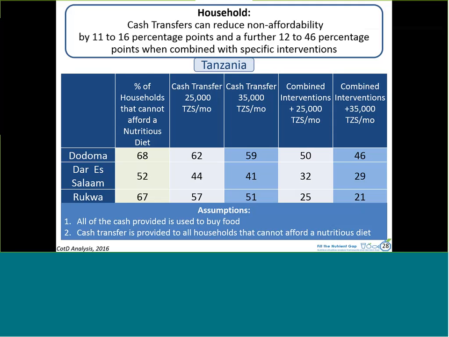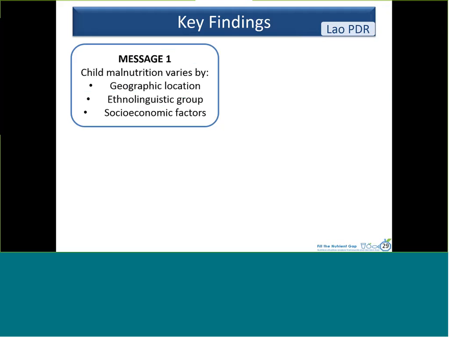And some of the assumptions that we have placed when modeling this is that all of the cash provided is used to buy food, and that the cash transfer is provided to all households that cannot afford a nutritious diet. Whilst we know that this may not always be the case, and certainly it won't be in a lot of instances, it's just to give you an indication of if we do these types of interventions, the impact that this could have on improving access to nutrients.